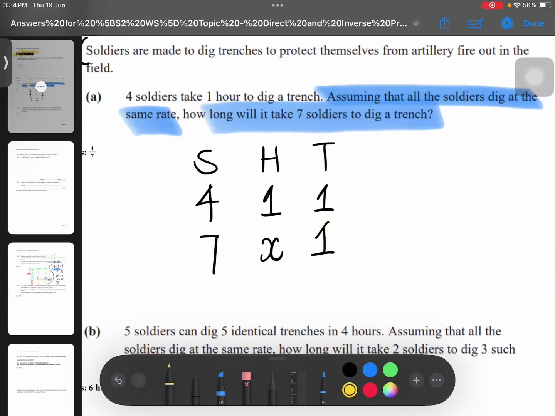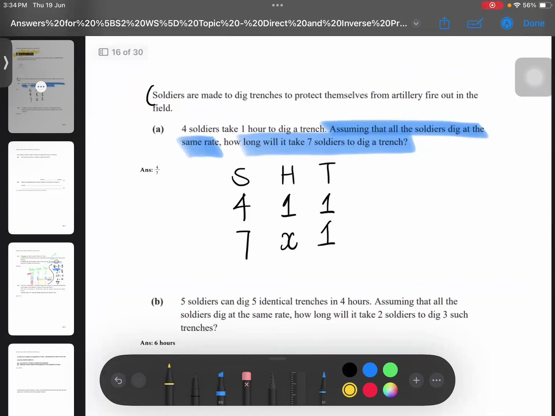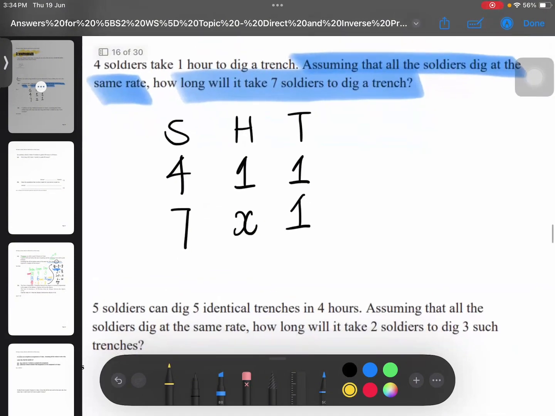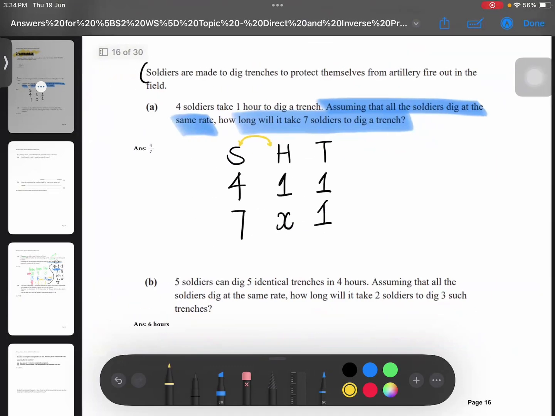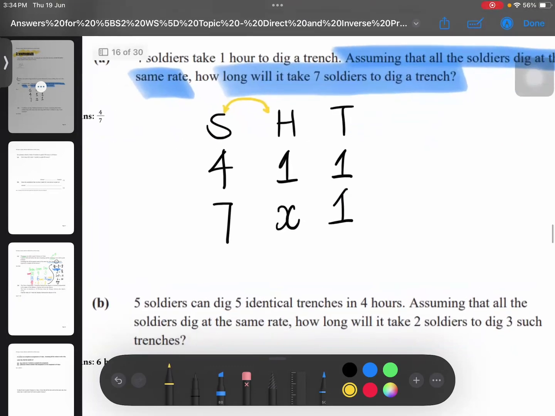Are you understanding or not understanding? Okay, so this is relatively easy, not so complicated really. So all you want to do is to compare soldiers to what is this? H as in hours, correct? Now, can you compare soldiers to hours? If I have more soldiers, do you think I need a longer time to dig a trench or lesser time? Lesser time. Why is it lesser time? More help, more hands to help, right?